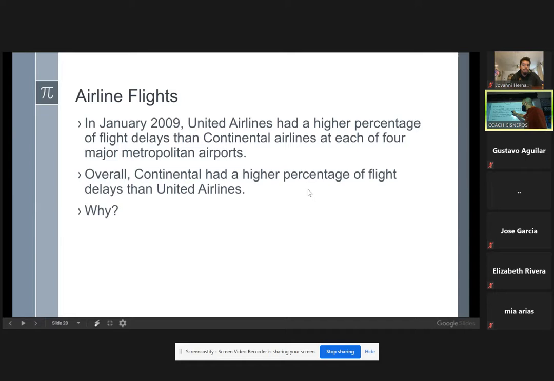they were comparing United Airlines, saying that Continental had a higher percentage of flight delays than United Airlines. And they were wondering why, well, Continental, nobody wants to ride with them because they have a higher percentage of flight delays. And why was that happening? Well, when they really looked at the places that Continental was flying, how many of you have never been on a plane?